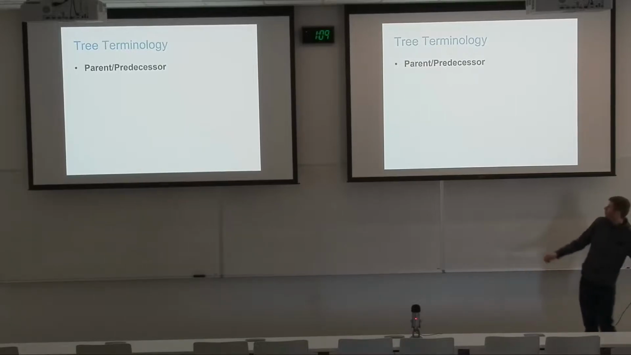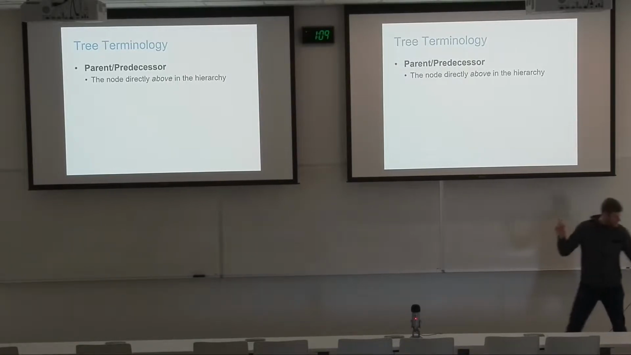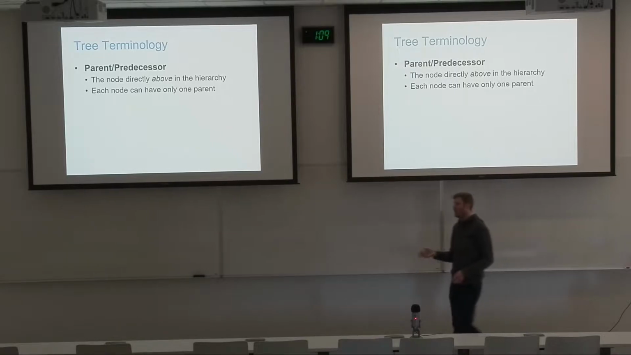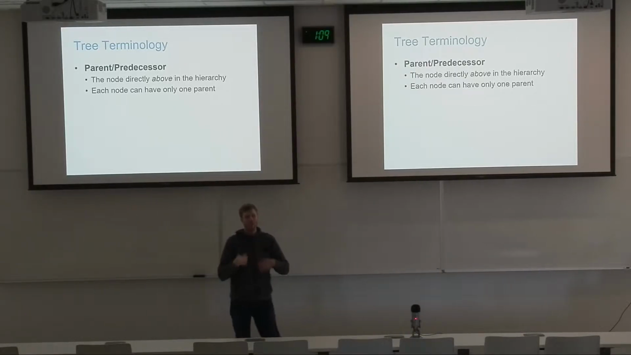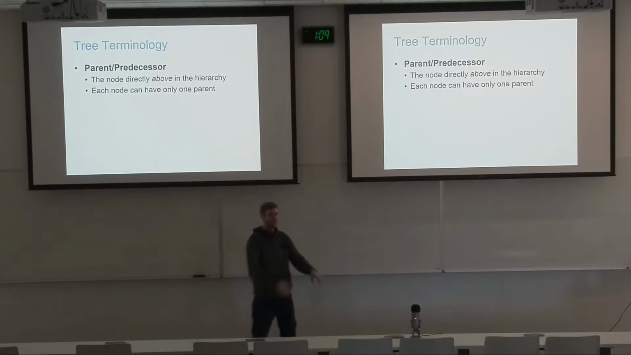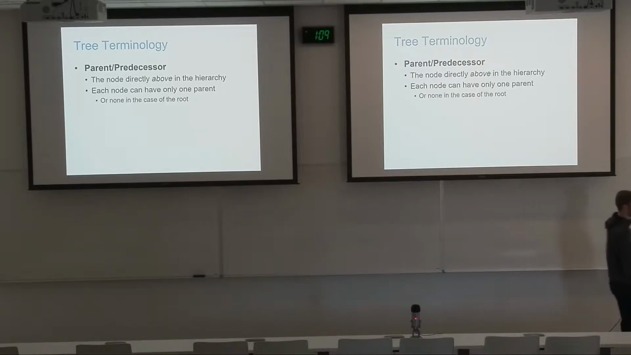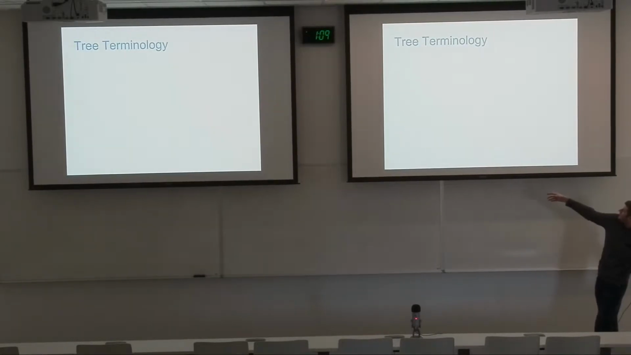Okay, a parent or predecessor, that's like going up. The node above. Any given node can have at most one parent. But a parent node, or any given node, can have multiple child nodes. Those are the ones that come out of the tree. We can have 0 to many.